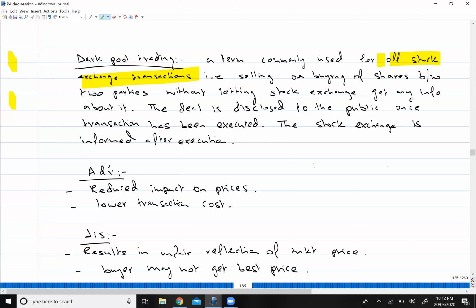Now let's say the seller sold the shares off the stock market. Now you have to send a letter to the stock market to inform them about the transaction. As soon as you inform the stock market, again a perception can be formed, right, that this XYZ company's, let's say, director has sold their shares. So the next day the prices can again collapse, and again the buyer and seller can suffer. So those were a few of the advantages and disadvantages of dark pool trading.